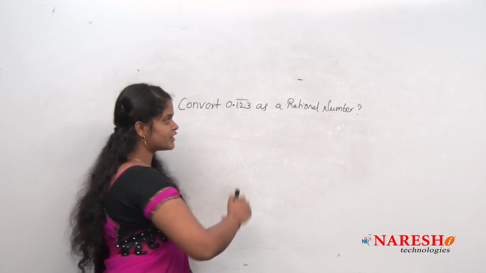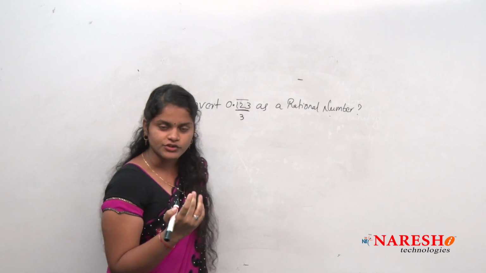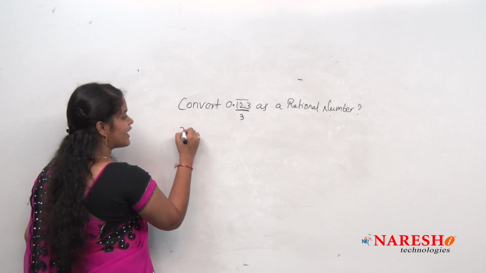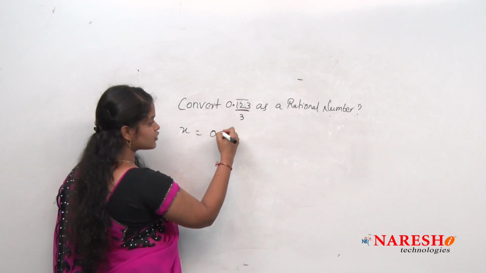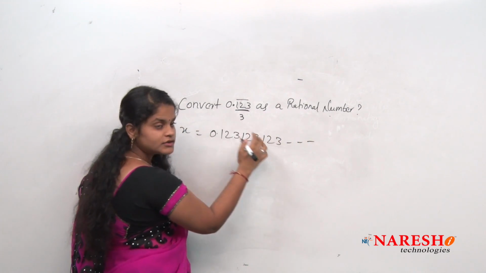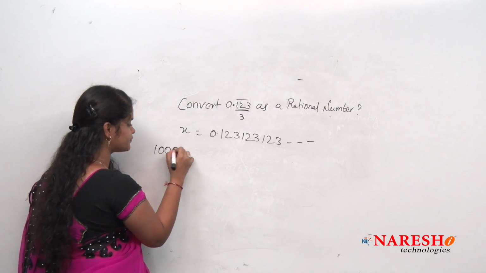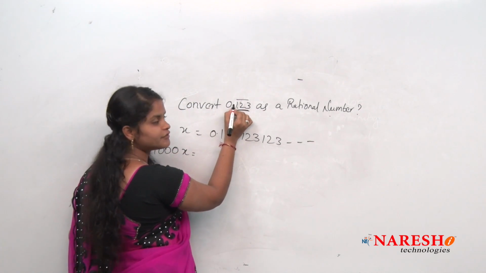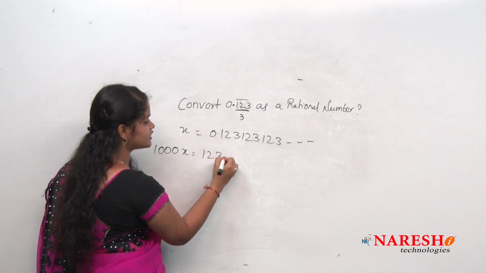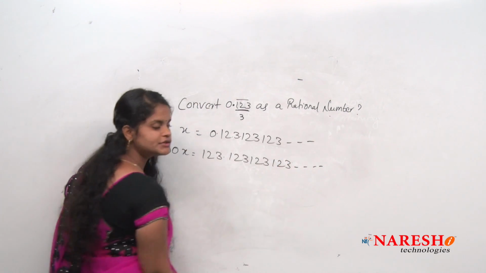Okay. What is it? How many numbers are there here? 3. So I should get 3 zeros, means I should multiply with 1000, right? So my x is equals to what? Given number 0.123, 123 and 123 so on. So now I should multiply it with 1000. So 1000x is equals to, the decimal point will move to the next 3 positions, right? So it will be 123.123, 123, 123 and so on.